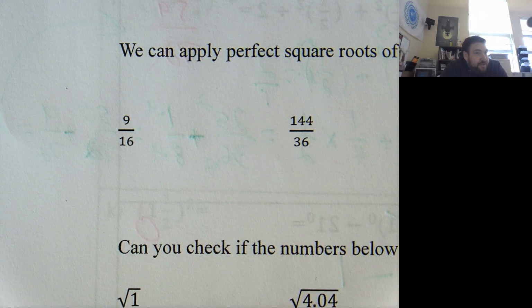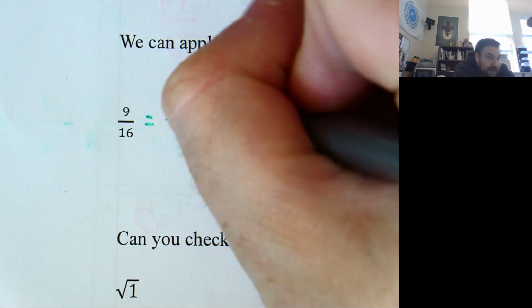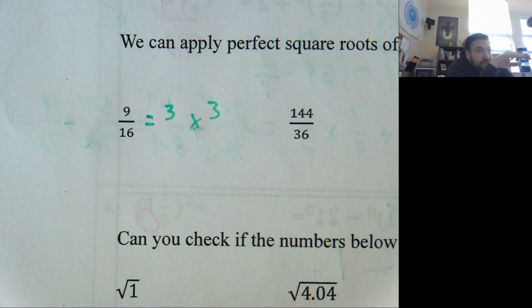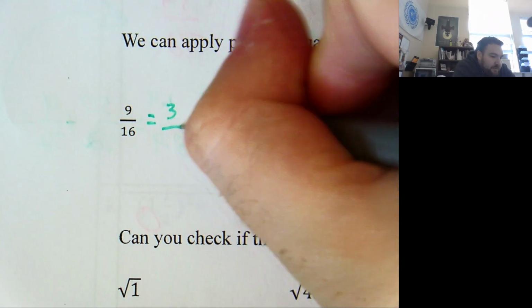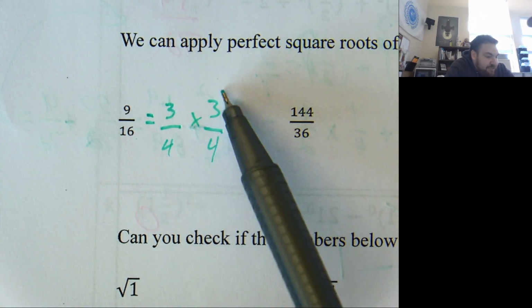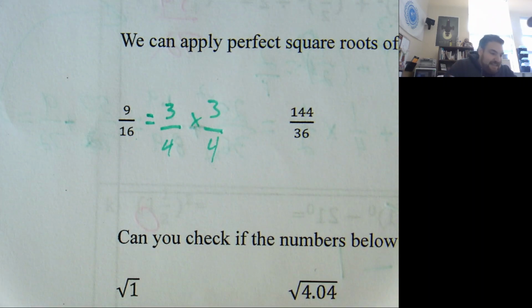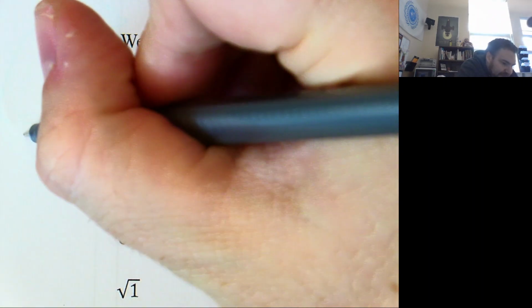Some say yes, some say no. Those of you who said yes, why? Because 9 is a perfect square and 16 is a perfect square. So 9 is the same thing as 3 times 3. And if you remember how to multiply fractions, we multiply numerators, we multiply denominators. And 16 is the same thing as 4 times 4. So 9 over 16 is the same thing as 3 over 4 times 3 over 4, something multiplied by itself. So that means that this thing must be a perfect square.